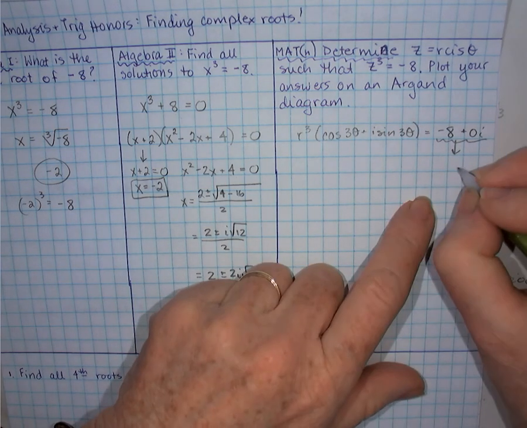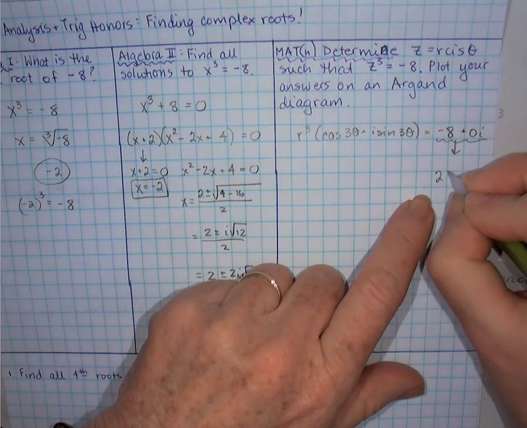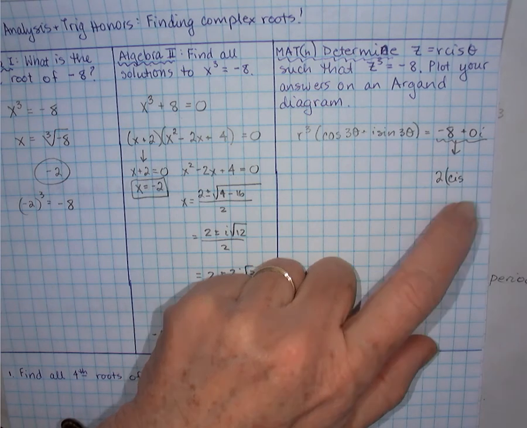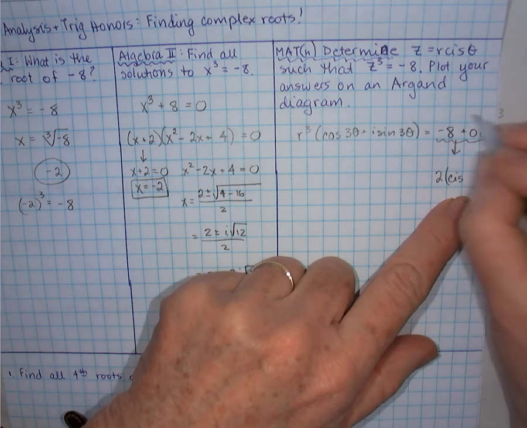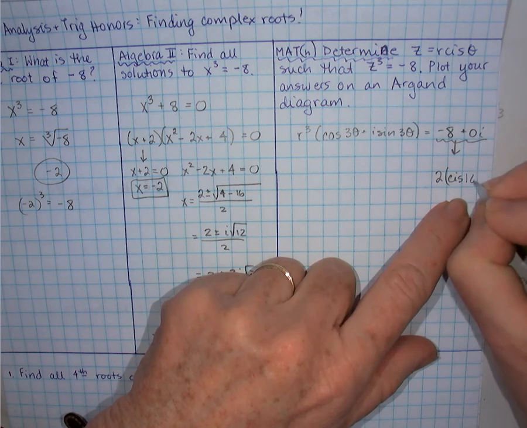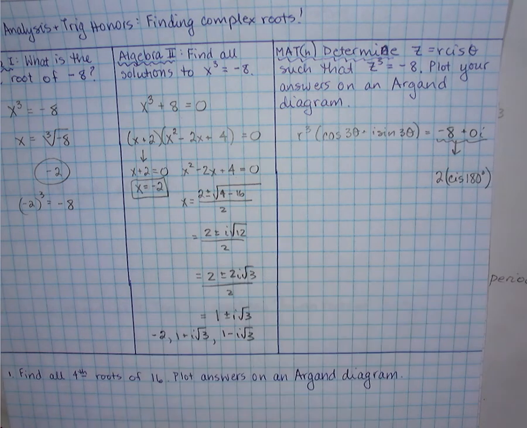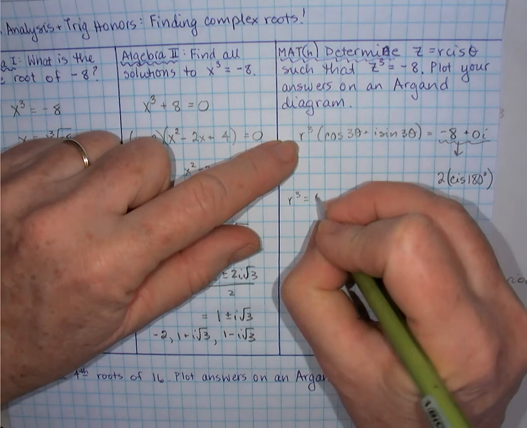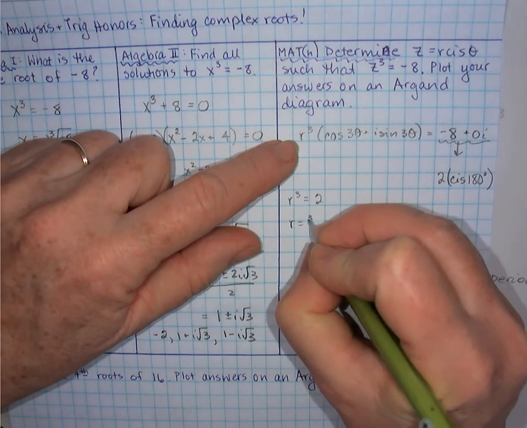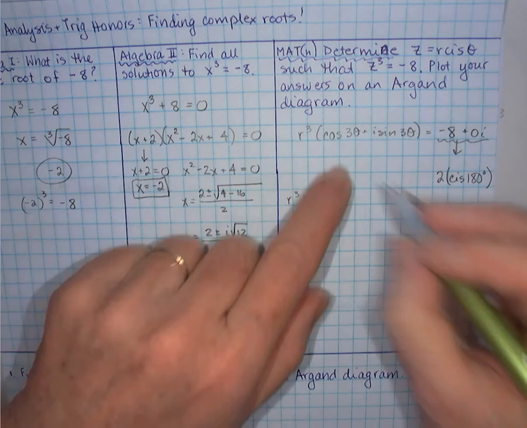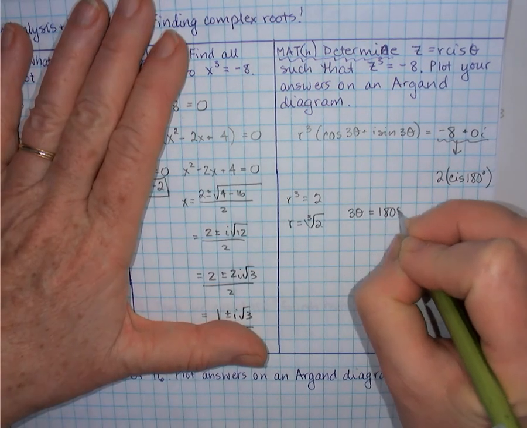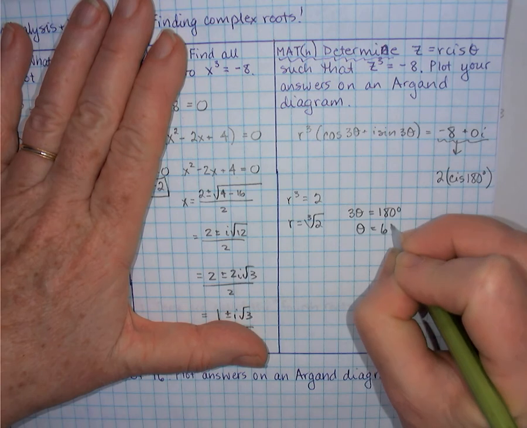This really is going to be 2 times cis. I'm just going to write that out because I'm running out of room here. Here our angle is 180 degrees. So cis 180 degrees. Well, if we just look at what we have here, this tells us r cubed is 2. So r must be the cube root of 2. And we know that 3 theta must be 180 degrees. So theta must be 60 degrees.